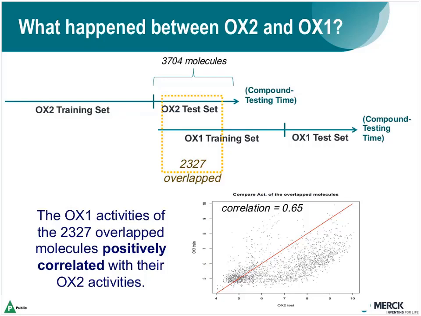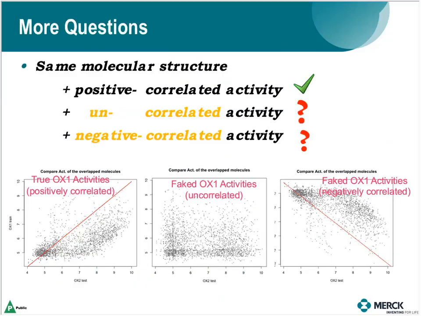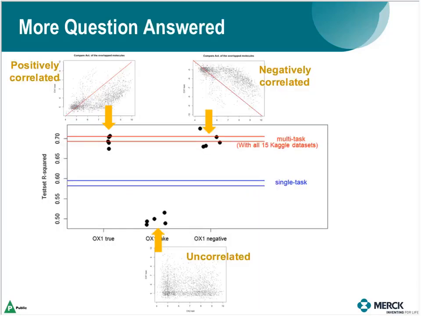The next question is: yes, we know that if we have similar molecular structure and positive correlation, it helps. What about the uncorrelated situation? What about the negatively correlated situation? So we did a similar thing. We found that if we have a dataset which is similar in structure, but positively correlated, uncorrelated, or negatively correlated, in both cases they are helping the problem.